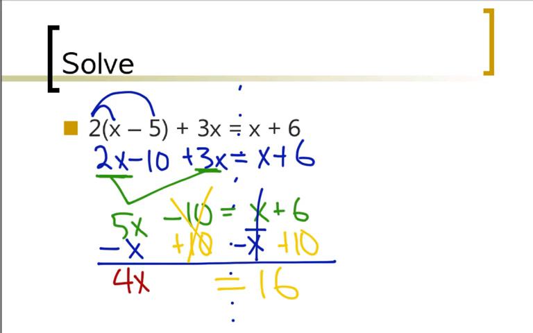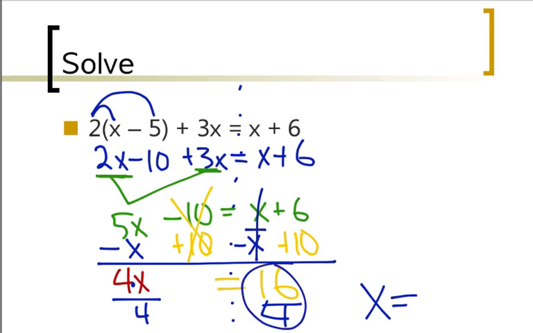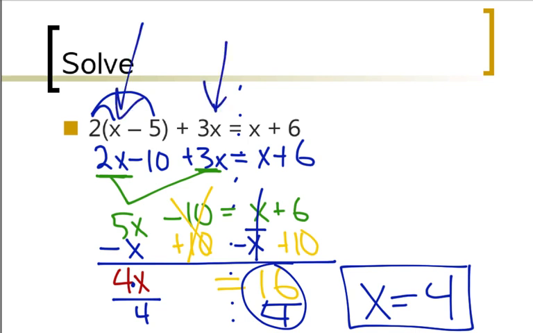Well, just like the last problem, to get rid of a 4 that's being times by the x, the opposite of that is to divide by 4. And my final answer will be x equals 16 divided by 4, which is 4. So 4 is a number that if I plug it into the left side and to the right side, it'll give me the same answer. And in this case, the answer on the left and the right will be 10.